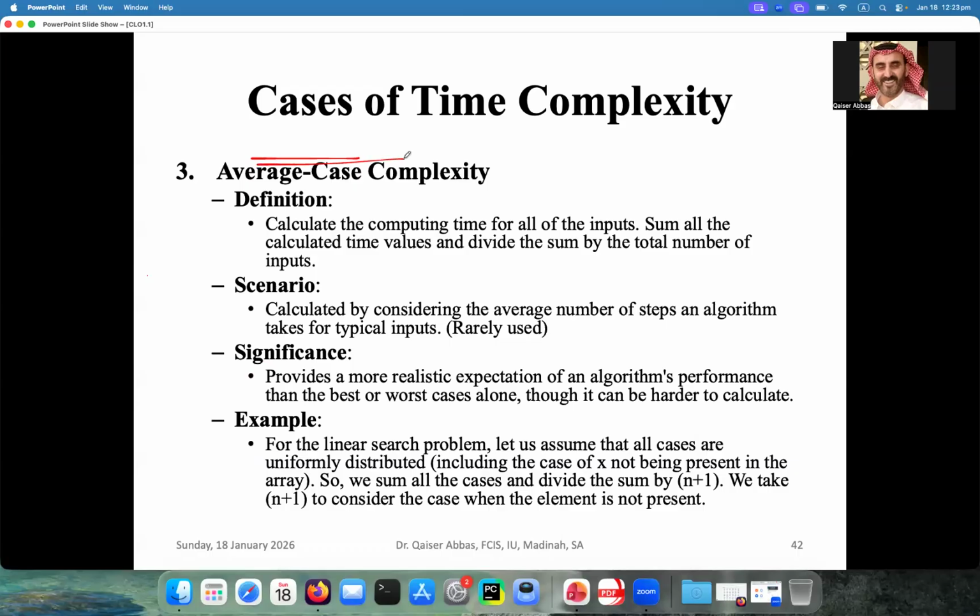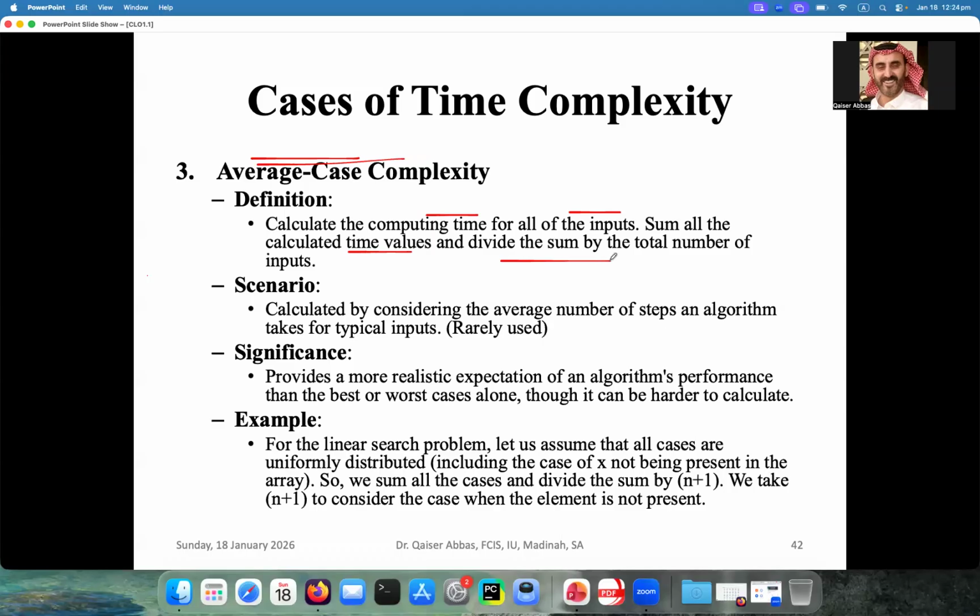Average case complexity. So what is average case complexity? You have to calculate the computing time for all the inputs. Whatever the input of the algorithm is, you have to calculate the time for each input. Then you have to sum up the time taken by all those inputs, and whatever the answer, you have to divide it by the total number of inputs.